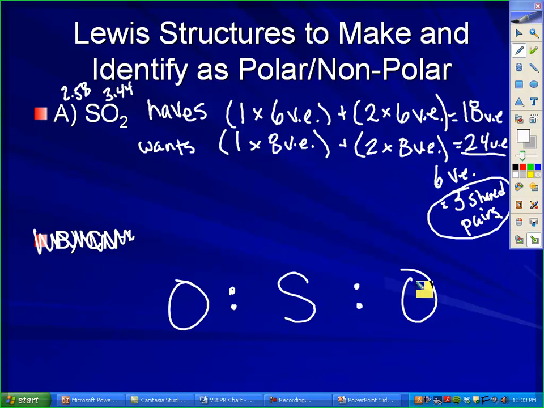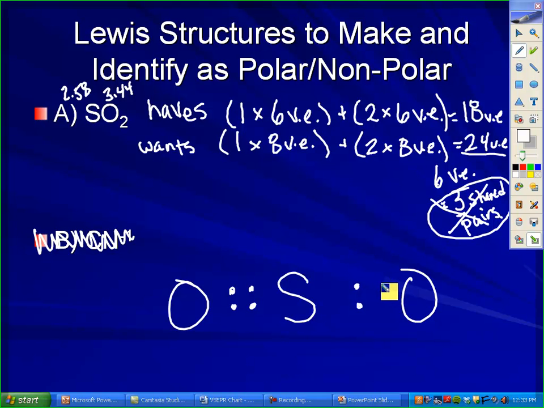As we go through sharing our pairs, we want to see if anybody is happy or feeling stable because of our sharing. And right now, this oxygen here has only 2 valence electrons, so it's not stable, as does this one. The sulfur has 4, so it is also not stable. But I also haven't shared all my pairs. I have 3 to share, and that third pair can either go here or here. It doesn't matter which. I'm going to go ahead and put it there. So that is all the pairs I can share. So I'm done sharing now. Everything else can't be shared. It has to be a lone pair.